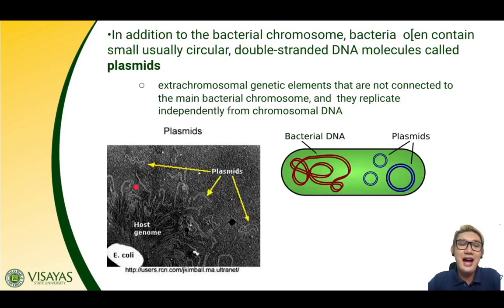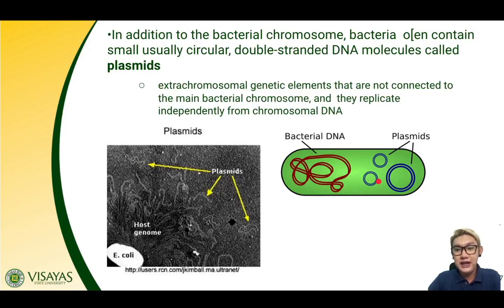Now, aside from that, in the nucleoid you will also find plasmids. These are extrachromosomal genetic elements that are not connected to the main bacterial chromosome. If this is the bacterial chromosome, then some of the extrachromosomal genetic materials are called plasmids. These are the ones that are acquired by the bacteria from their environment.